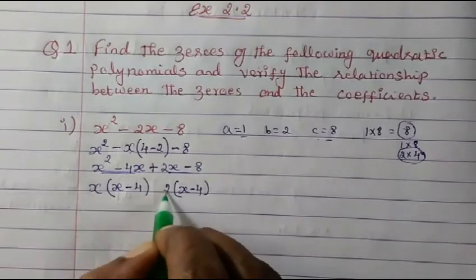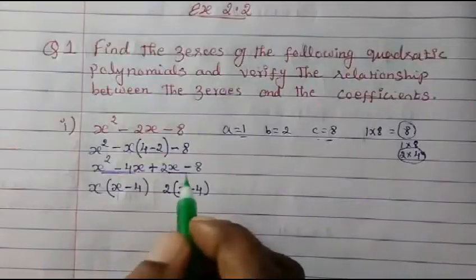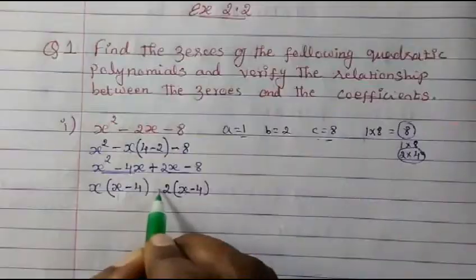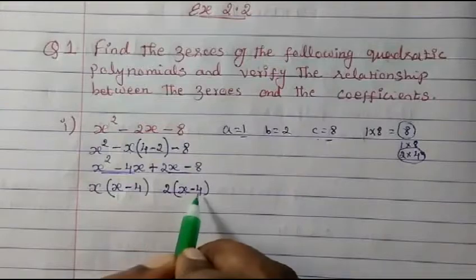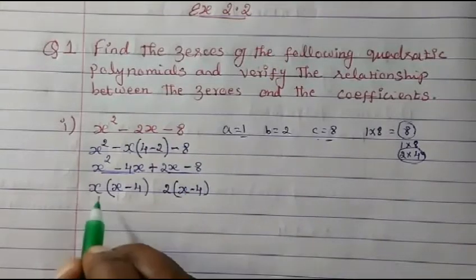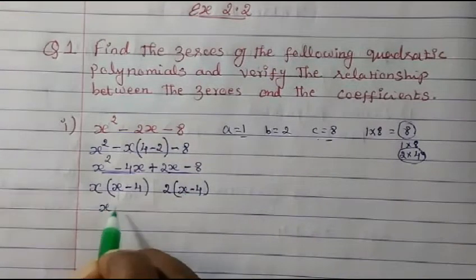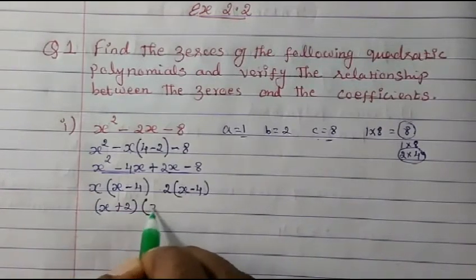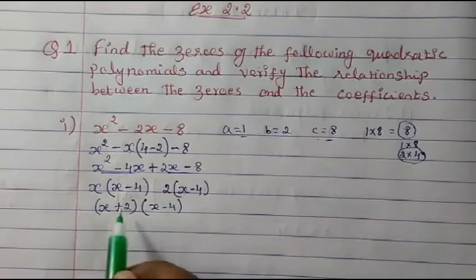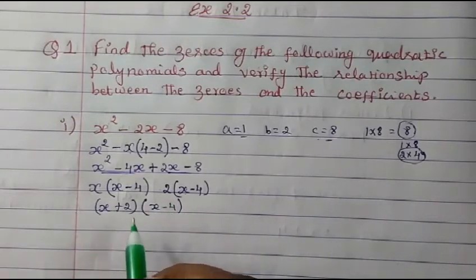So now if you get 2, then 2 into x will give us 2x. Then 2, here we have plus. Plus into minus will give us minus. Then 2 4s are 8. So we got this. Now what is outside we will write as it is. This is plus 2, and this is common, so we'll write x minus 4. So now these are the two factors we have got.